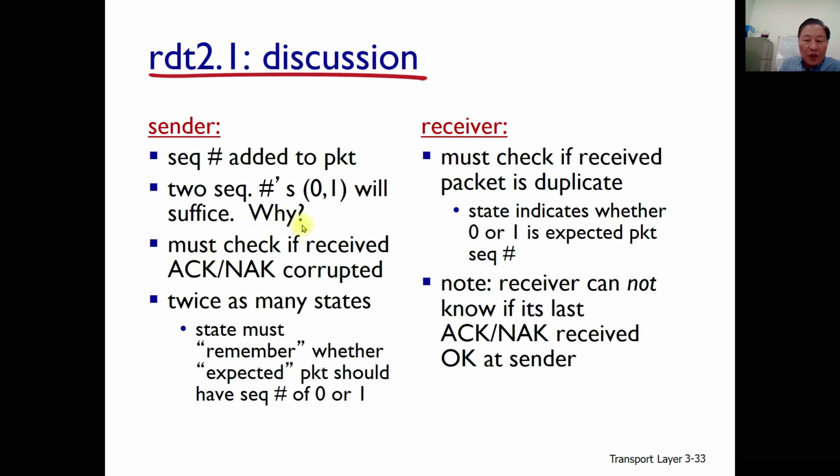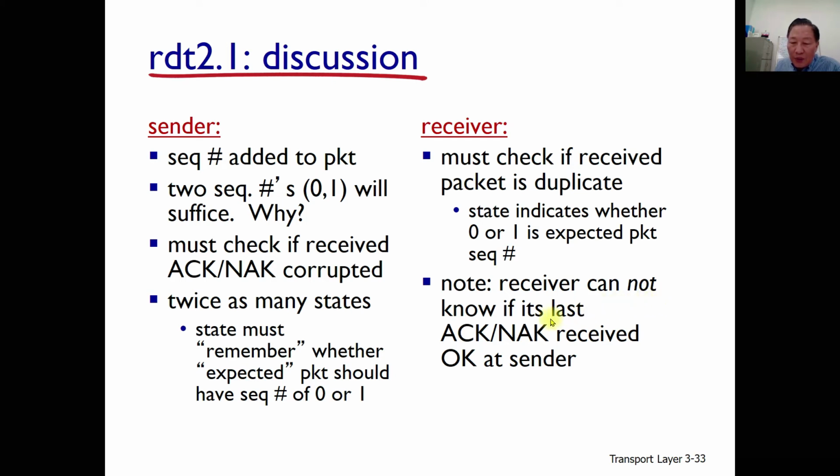And actually we are using a 32-bit sequence number. This one is not enough. The sender must check if the received acknowledgement is corrupted or not. Twice as many states: the state must remember whether the expected packet should have sequence number 0 or 1. And the receiver side must check if the received packet is a duplicate or not. The state indicates whether 0 or 1 is the expected packet sequence number.